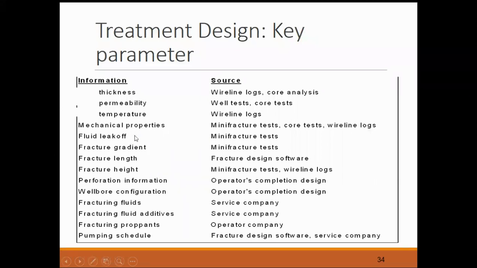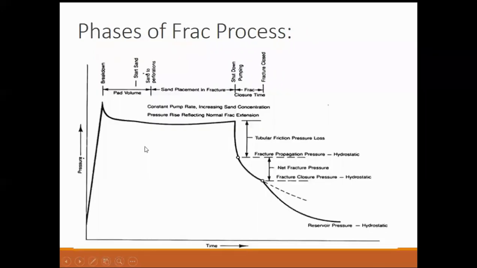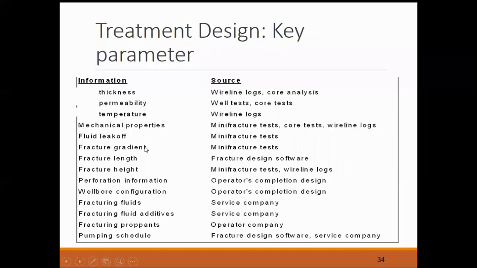Fluid leak-off characteristics of the formation will be basically governed by your permeability, the kind of matrix it has. If it has natural fractures already in the formation, it will have a different kind of fluid leak-off profile. So you have to analyze all that. What is the fracture gradient in the nearby zones? You have to know that through a mini frac test.